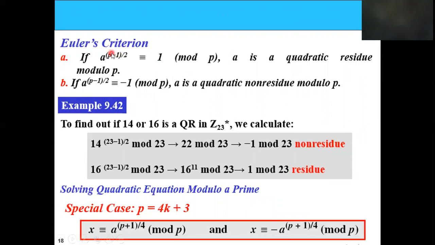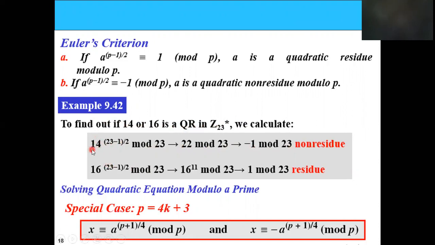Euler's criterion tells us that if a to the power (p minus 1) divided by 2 is congruent to 1 mod p, then a is a quadratic residue mod p. If this is equivalent to minus 1, then it is a non-residue. Like, to find out whether 14 or 16 is a quadratic residue in Z23 star, we calculate 14 to the power (23 minus 1) divided by 2. In that case, this is 22 mod 11. So in that case, this is one less than mod 23. In that case, this is a non-residue.